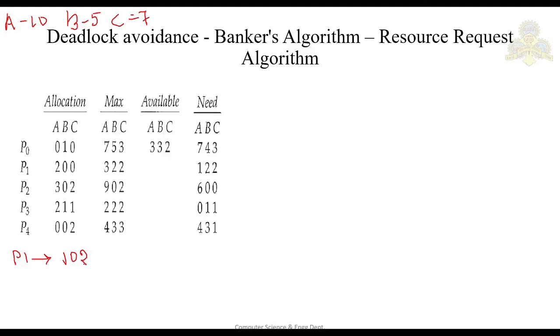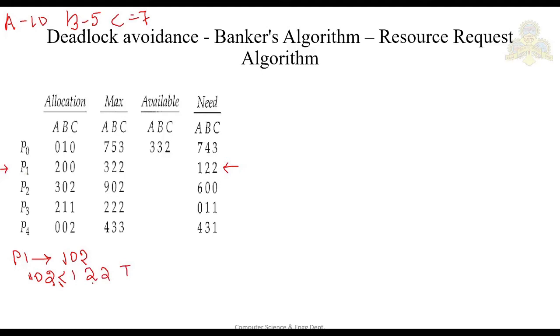Now according to our algorithm, first we'll check whether the request is less than or equal to need. The request made by your process P1 is 1, 0, 2. Is this less than or equal to the need of P1? What is the need? 1, 2, 2. So this is true, right? 1, 0, 2 is less than or equal to 1, 2, 2.